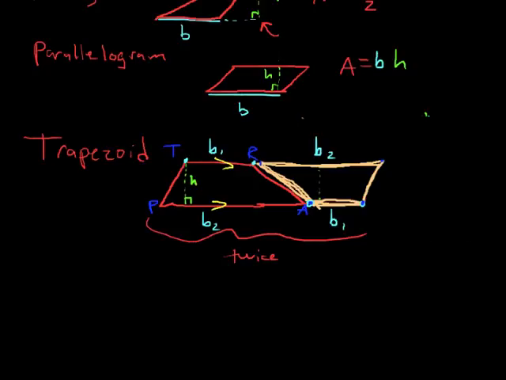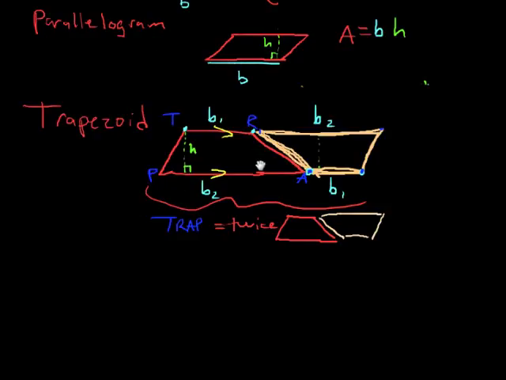But the area of our trap is equal to twice our new guy. Well, what is this? What kind of shape is this? It's a parallelogram. That's why I left this parallelogram thing up here. So let's find the area of this parallelogram.